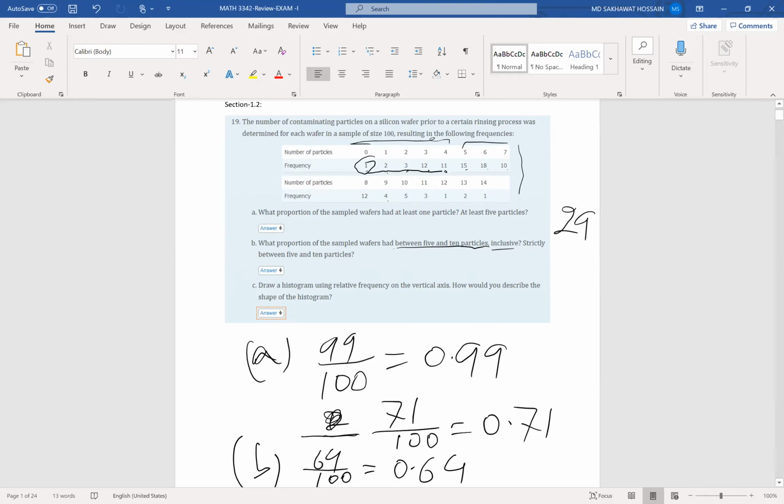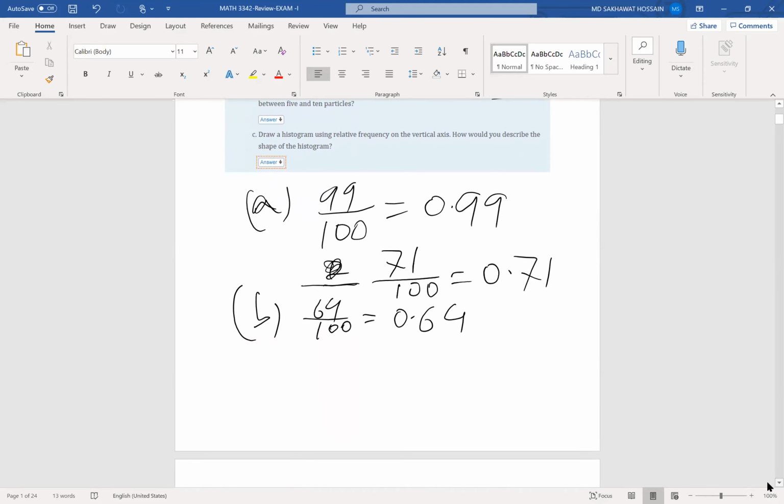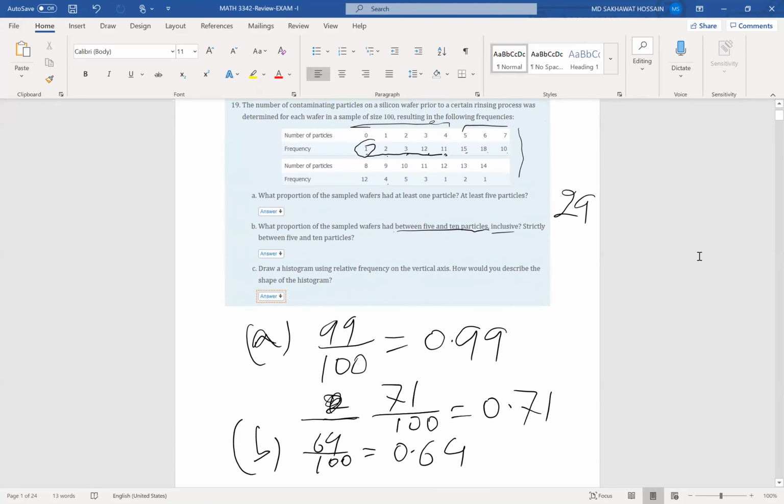So part B is 64 over 100, so 0.64. And when it is strictly between 5 and 10, that means we are not going to consider the frequency for 5 and 10. So you have to consider the frequency from 6 to 9. We already know the frequency from 5 to 10, which is 64. So from 6 to 9, you have to subtract this one and this one, so 20, so it will be 44.